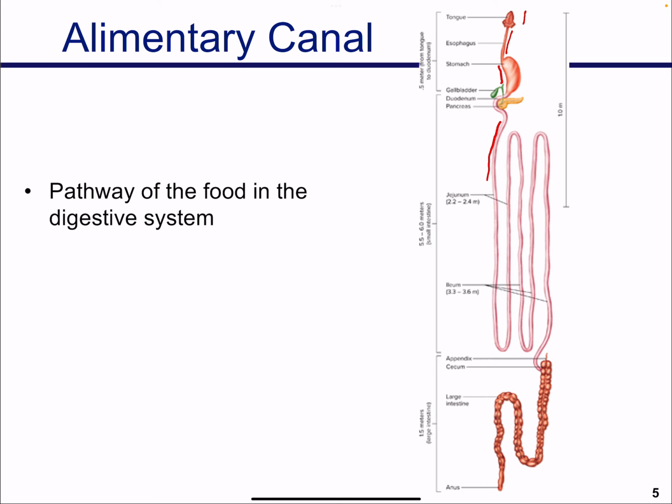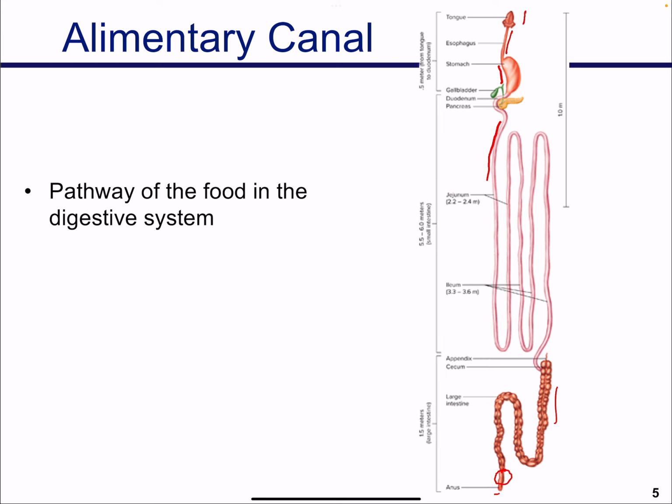And from the small intestine, whatever was not digested is going to end up in the large intestine. And there is a part of the large intestine where the waste is going to be stored. That part of the large intestine is called the rectum, before that waste is eliminated through the anus. So that's the pathway of the food through the digestive tract.